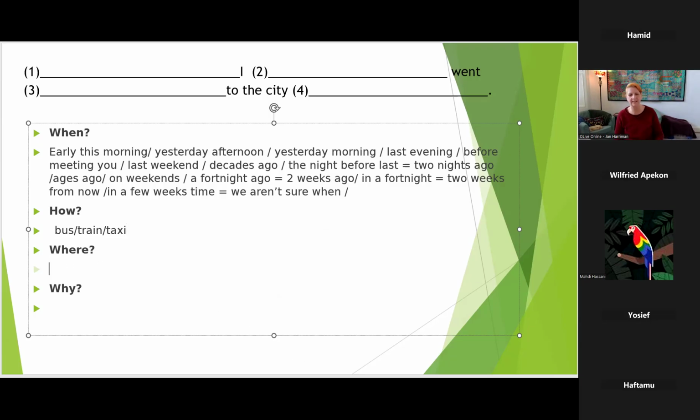So, where? Tell us more about this city, or what part of the city? What do you know? Was it the city center? Was it a museum in the city? Why did you go there? Were you meeting someone? Yes. So how would you say that?